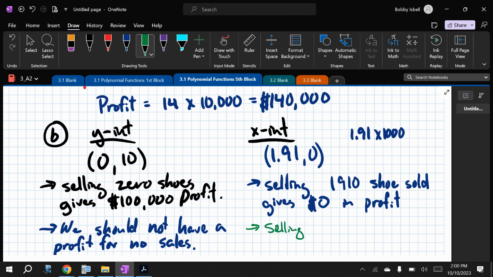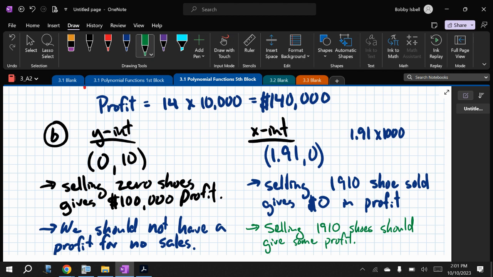So selling 1,910 shoes should give some profit. That starts making sense of that. So what do we know about our equation? It's probably wrong based on some data, or we're not really good business people, and we don't know how to price our shoes very well.